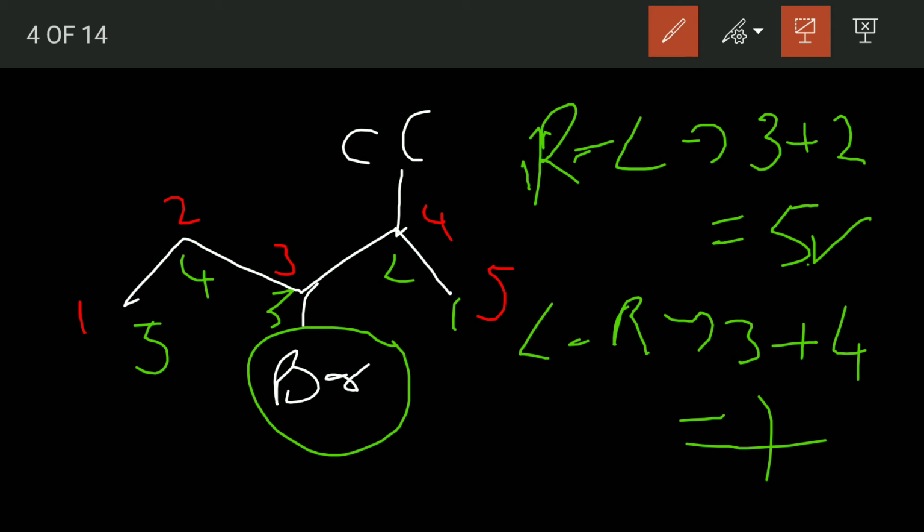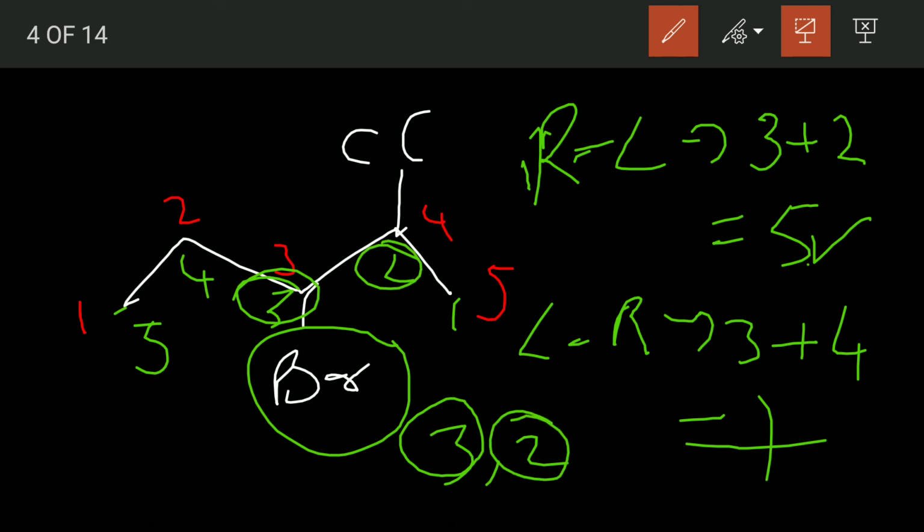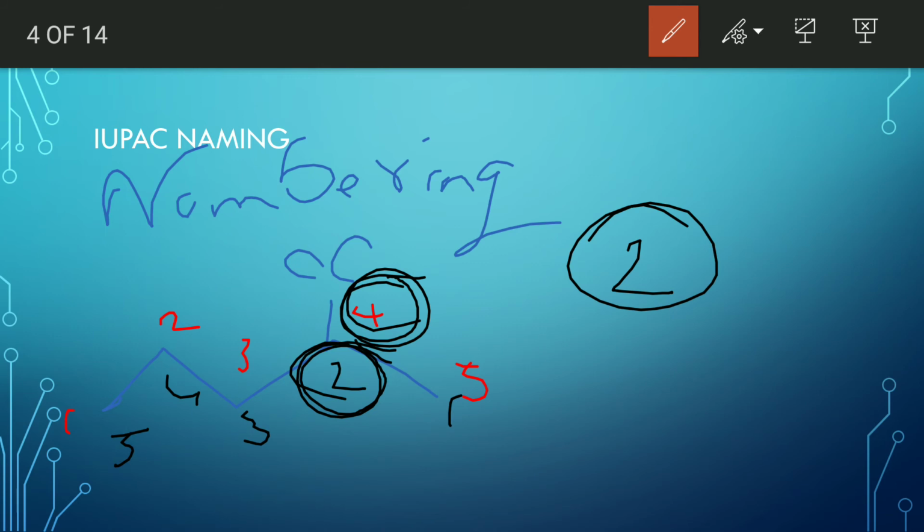First, from left to right, bromine got 3 and chlorine got 4. But from right to left, chlorine got 2, bromine got 3. The first point of difference you have to compare is 3 and 2. Bromine got 3, we are comparing with 3. Chlorine got 2. Then 2 wins, right? 2 is the smallest one. So always compare the first point of difference, right?